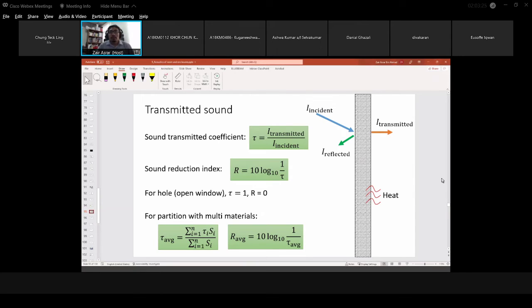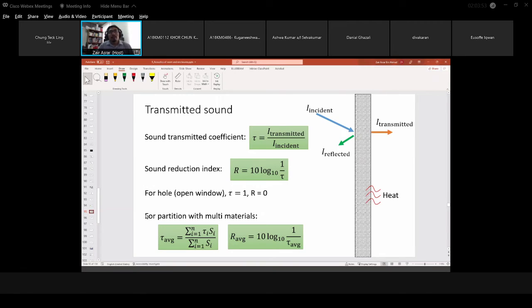For a hole, or basically an open window, the sound transmission coefficient will be equal to 1. Why is that? Because there's no reflected sound, so all the transmitted sound will be equal to the incident sound. So the sound transmission coefficient will be equal to 1, or R equals 0.